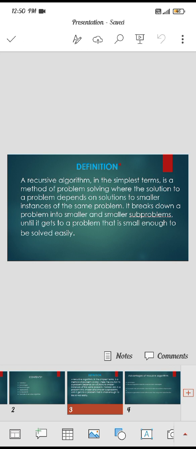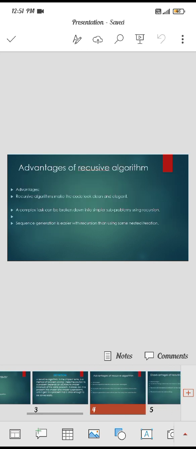Definition: a recursive algorithm, in the simplest terms, is a method of problem solving where the solution to a problem depends on solutions to smaller instances of the same problem. It breaks down a problem into smaller and smaller subproblems until it gets a problem that is small enough to be solved easily.